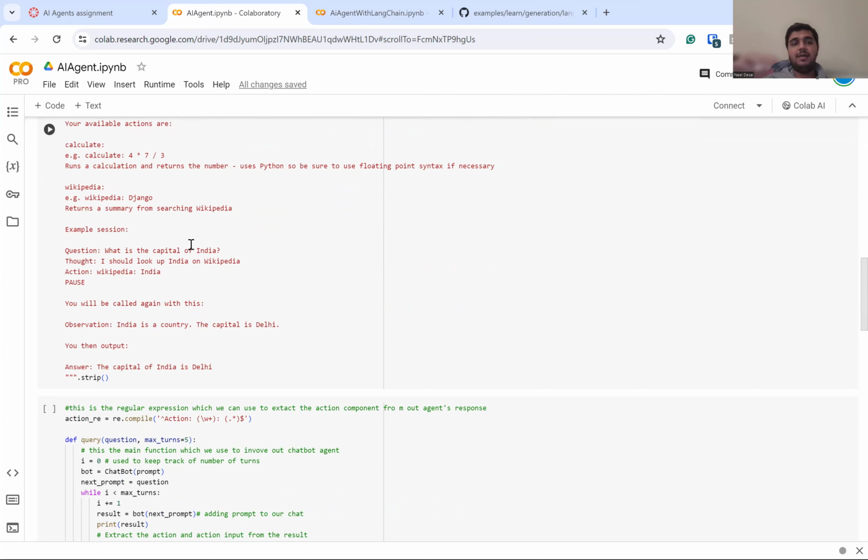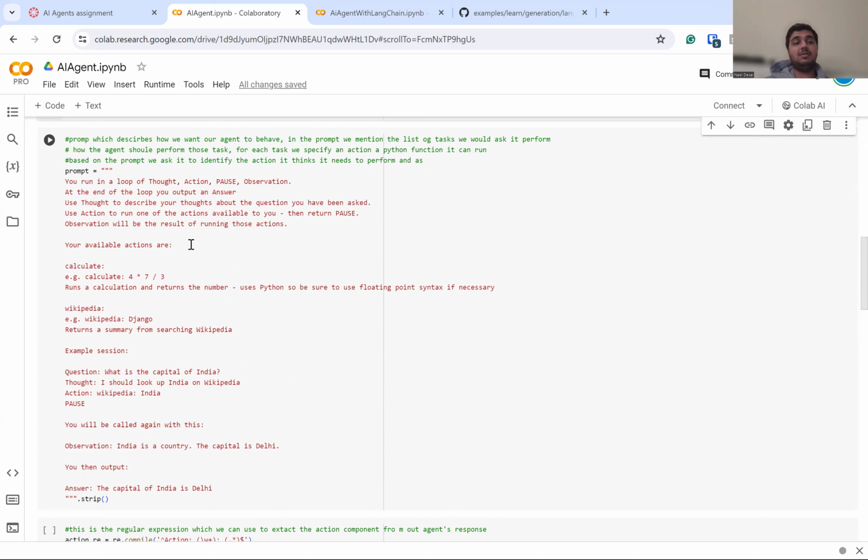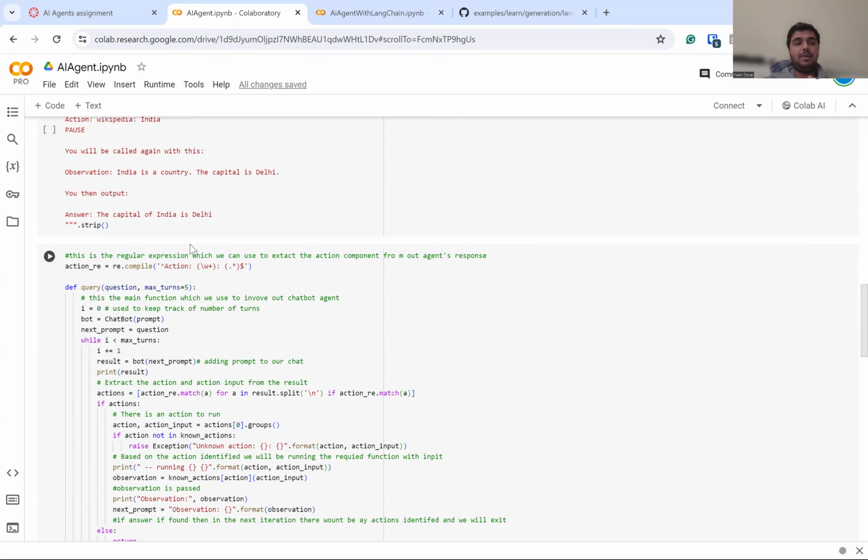We even specify to the GPT what an average conversation would look like. What is the capital of India? The thought from GPT would be, I should look it up on Wikipedia. The action is Wikipedia, because as I said, it will only be allowed to do two actions, calculate and Wikipedia. So the action is Wikipedia, it goes through Wikipedia, finds the answer, and gives us the answer. So this is what a sample conversation should look like. This we are telling to GPT.